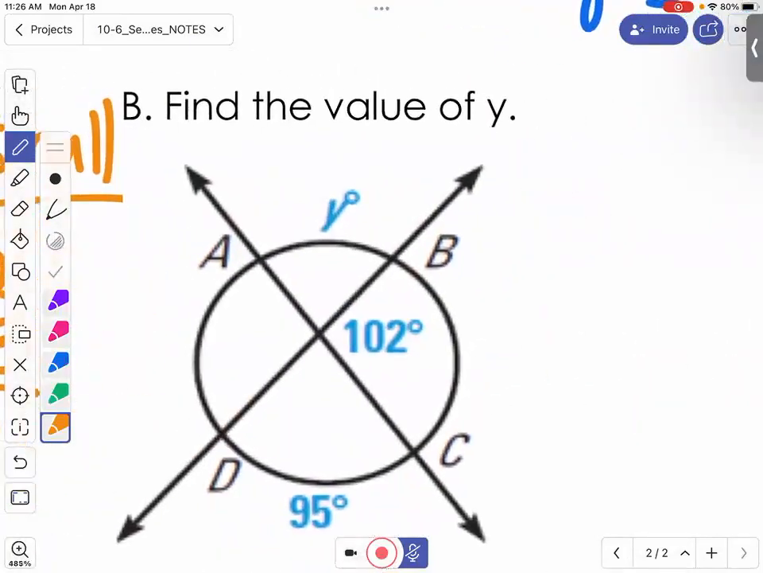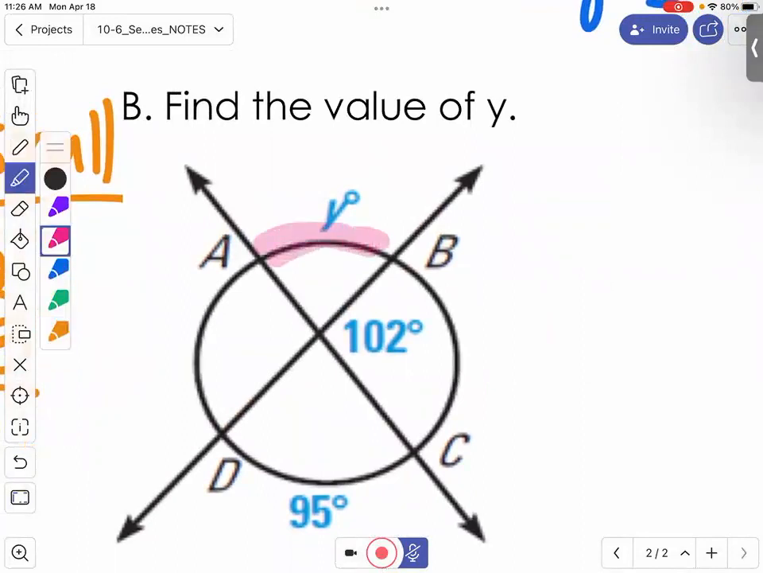All right, let's try another. Letter B. Find the value of Y. So I need to locate that Y first. It's at the top arc of the circle, so I'm going to use one of those arc formulas to solve. Now, the problem is, if I look at the arc Y, I do not have an angle measure that relates to that. There's no number there. Opposite of top is the bottom. I do have an arc measure on the bottom, but again, I don't have either angle that matches to those arcs.